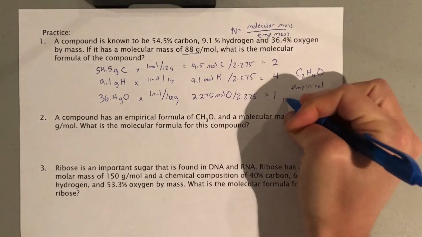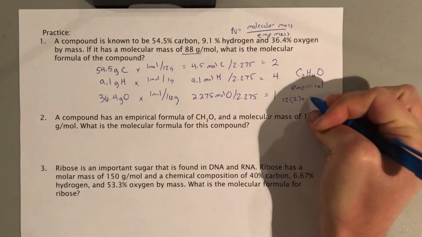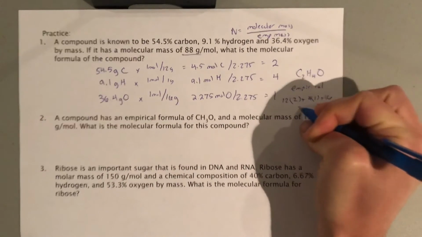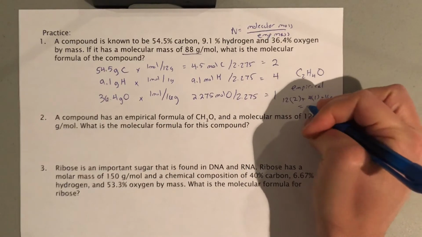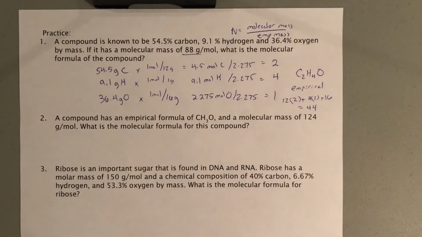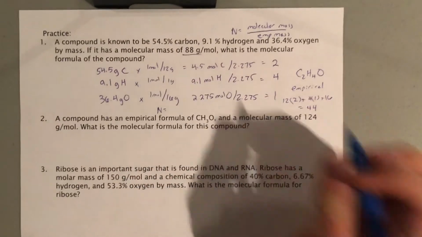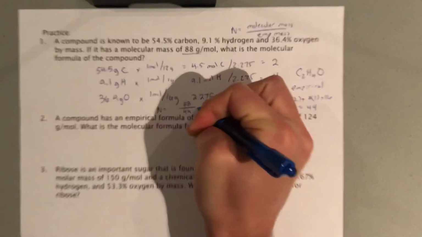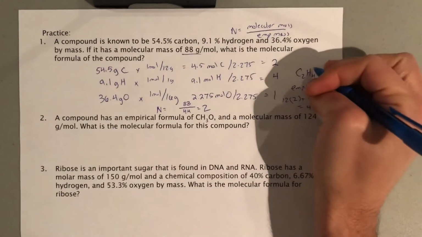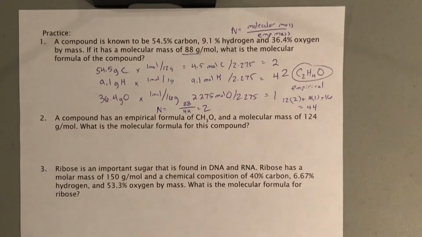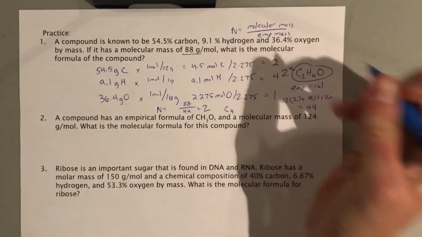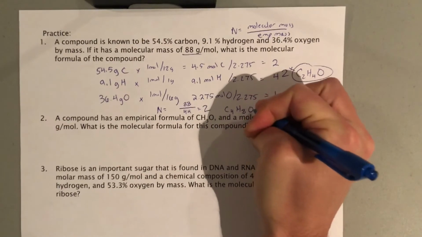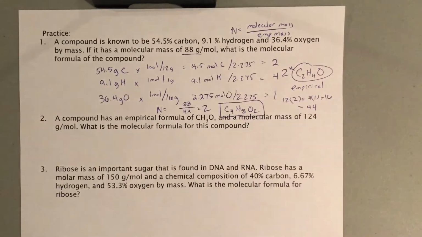If we find our empirical mass from this, carbon is 12, so 12 times 2 plus 4 times 1 plus 16 gives you an empirical mass of 44. So we know N is equal to our molecular mass, which is 88, divided by 44, which is 2. That tells us this formula has to get doubled. So when we do that, we're going to end up with C4H8O2 as our answer, and that would be our molecular formula.